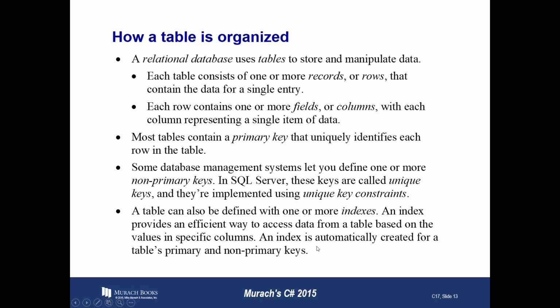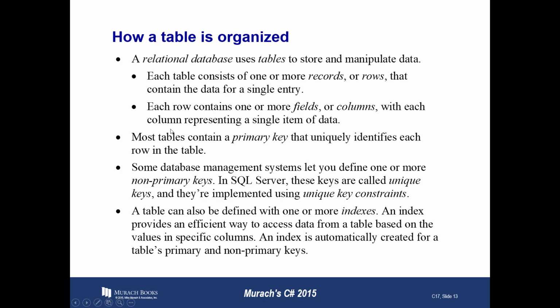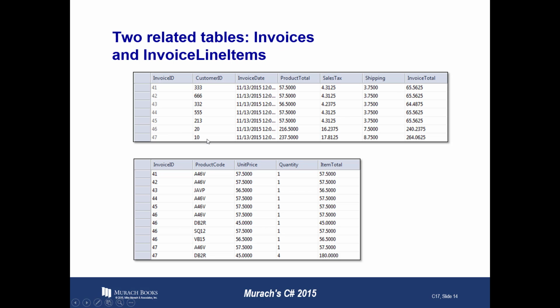A table can also be defined to have indexes. What's an index? It's a way that internally it allows you to search a database faster. So if I'm going to be doing a lot of searches based on quantity, I might want to set an index up on the on-hand quantity field. Now, when you've got a field like a primary key, it's automatically indexed. Why do you use an index in a book? So you can quickly find something. And it's the same kind of way in here.